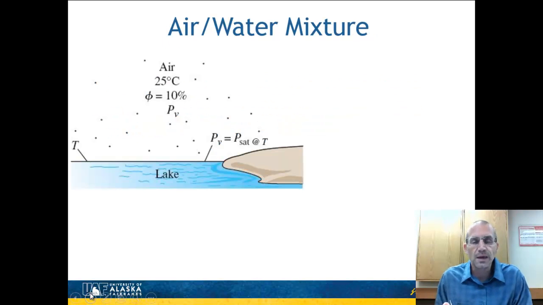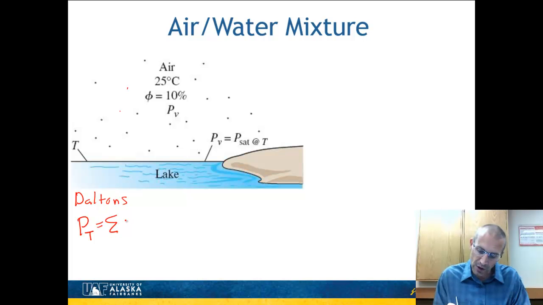So first, let's talk basically what it means to have an air-water mixture. Here in this picture, we have a lake, and it's in equilibrium with air above it. Air will hold some amount of water in it, and how much water it holds is going to be a small fraction of the total number of molecules. Recall Dalton's law of partial pressures, which says the total pressure is equal to the summation of all the partial pressures.